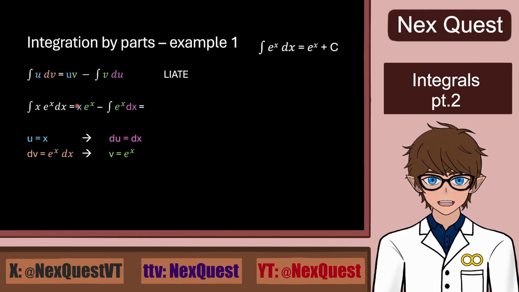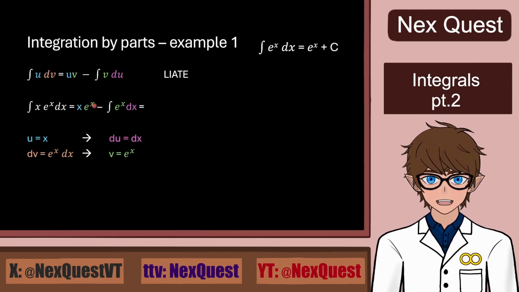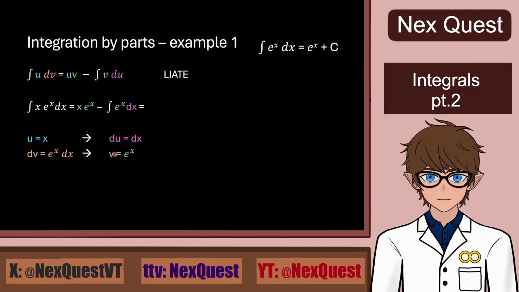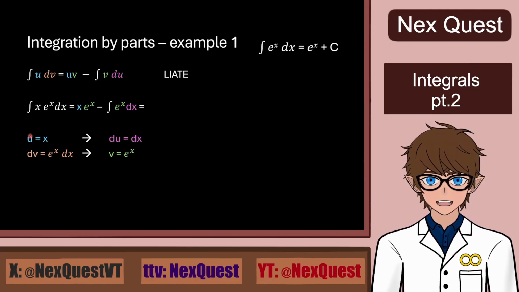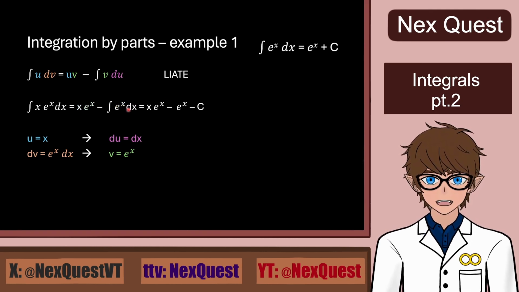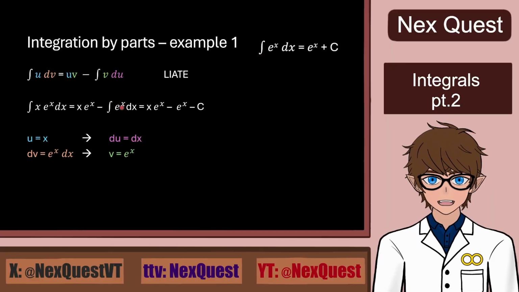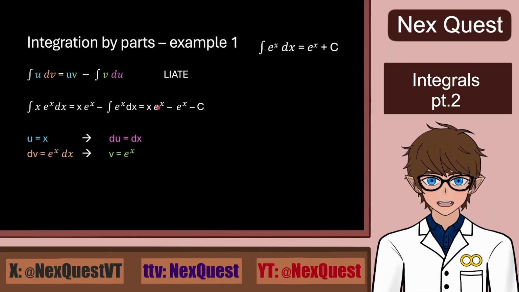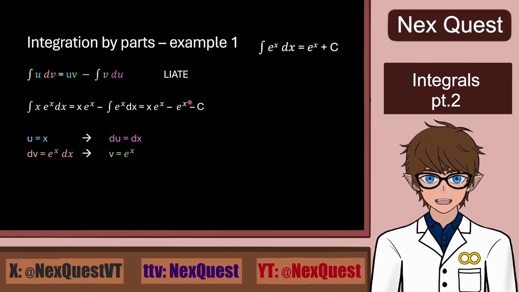So this simplification will take the form of x times e to the power of x minus the integral of e to the power of x times dx. So basically I just insert what's each color into it. And now we just solve this integral following the rule we have. And we get x times e to the power of x minus e to the power of x minus c.